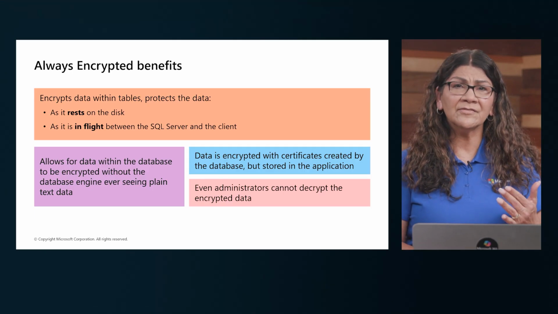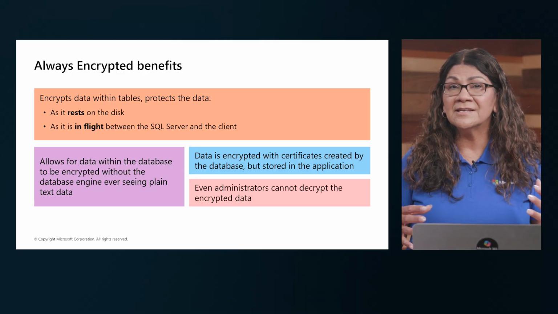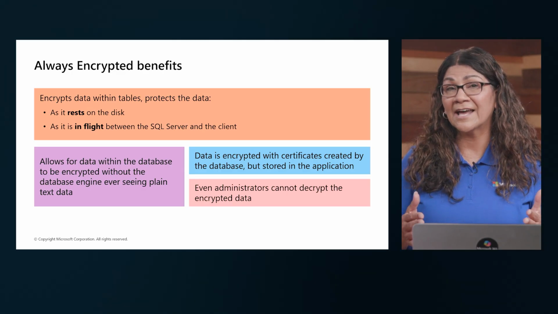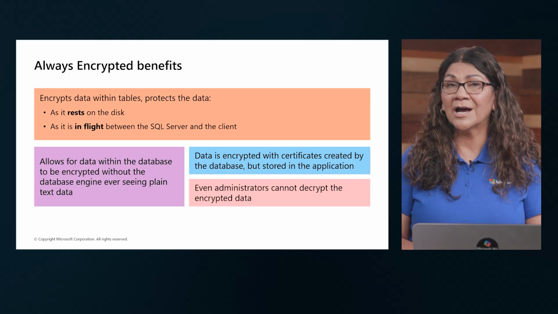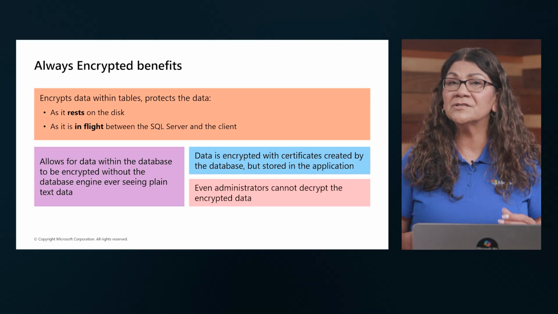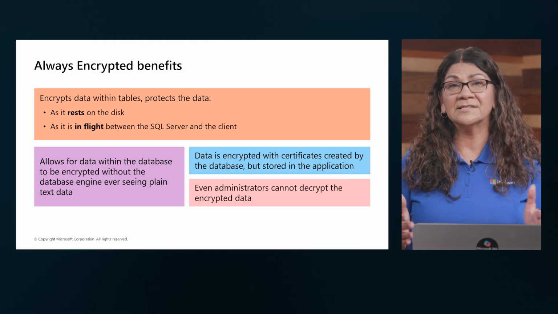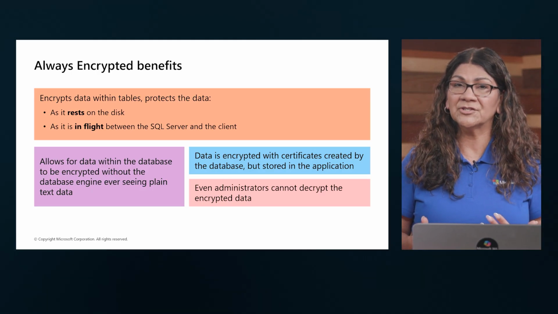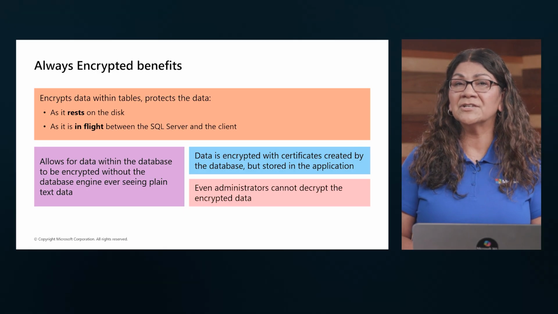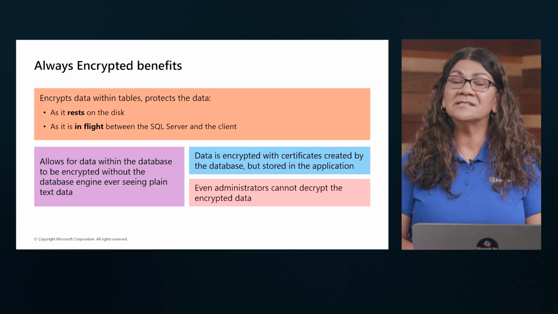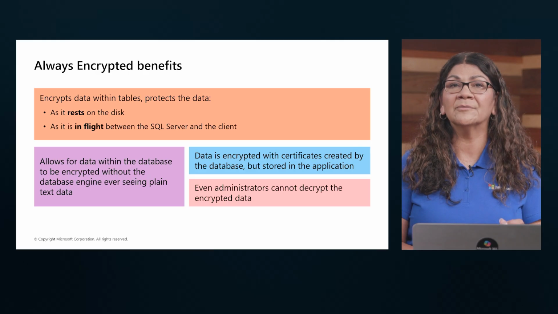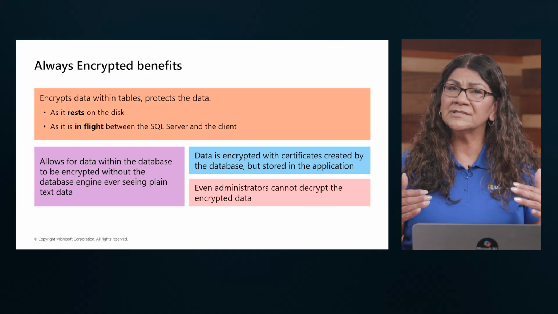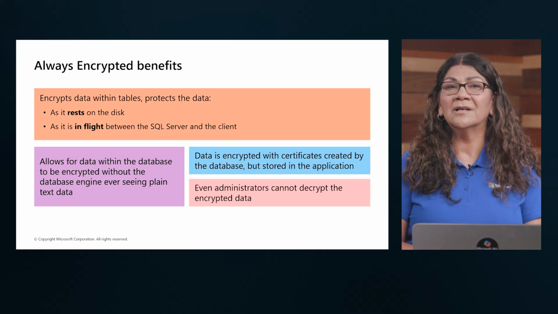One of its most compelling features is that the database engine never sees plain text data, which significantly reduces the risk of exposure from insider threats or compromised systems. Encryption is handled using certificates created by the database that are stored securely in the application, ensuring only authorized applications can decrypt the data. This separation of duties means that even database administrators cannot access these encrypted values. And this adds a critical layer of protection for highly sensitive information like social security numbers, financial records, and health data.